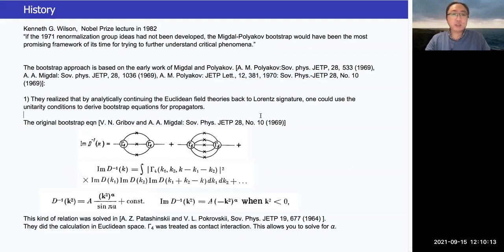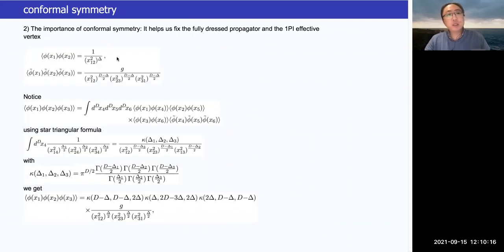In this one, another piece of information was included: the importance of conformal symmetry. Conformal symmetry helps us fix the fully dressed propagators. This is the fully renormalized propagator after you consider all the loops at the actual fixed point. You have these power law behaviors. But another important thing is that it helps you fix the so-called 1PI effective vertex. I'm denoting the shadow field of phi as phi tilde in this expression.